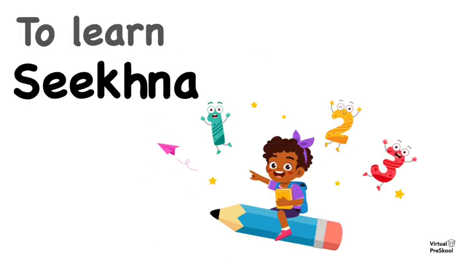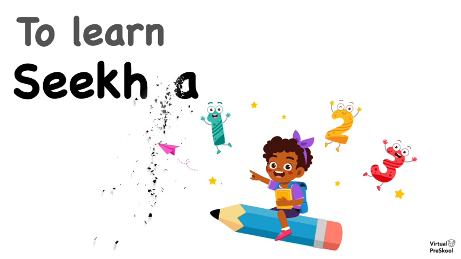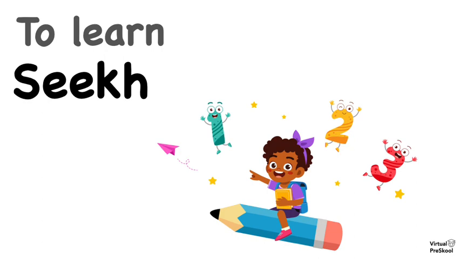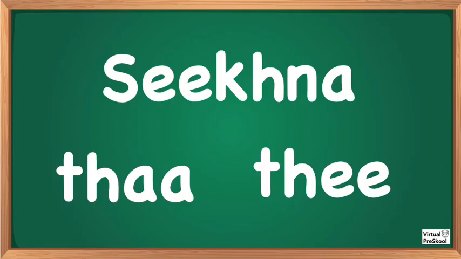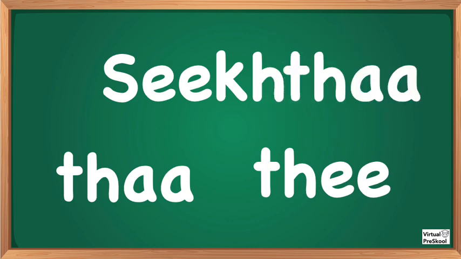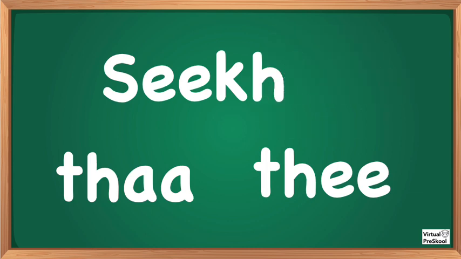This is a girl playing, so what would she say? Khelti. To learn is seekhna. What happens first? We use our lightsabers to chop off the na, and we're left with seekh. And now the word is incomplete. So what will the new words be? Seekhta and seekhti.